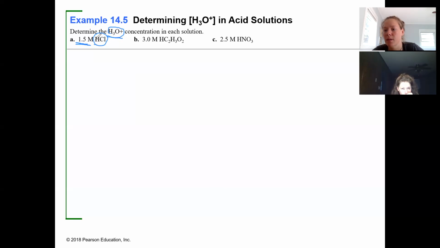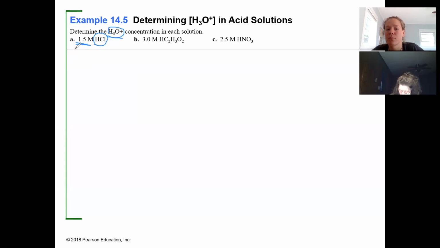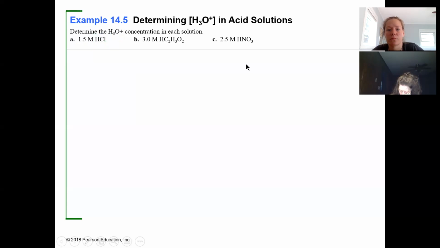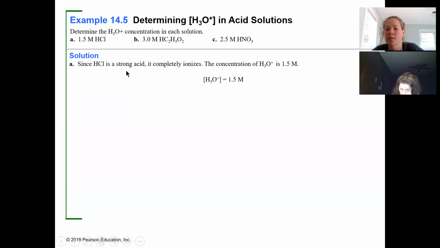Remember, those two things can be interchangeable because it completely dissociates. So since HCl is a strong acid, it completely ionizes. You will have equal concentrations. Whatever the molecule's concentration is also going to be whatever the H+ concentration is, or the H3O+ concentration.